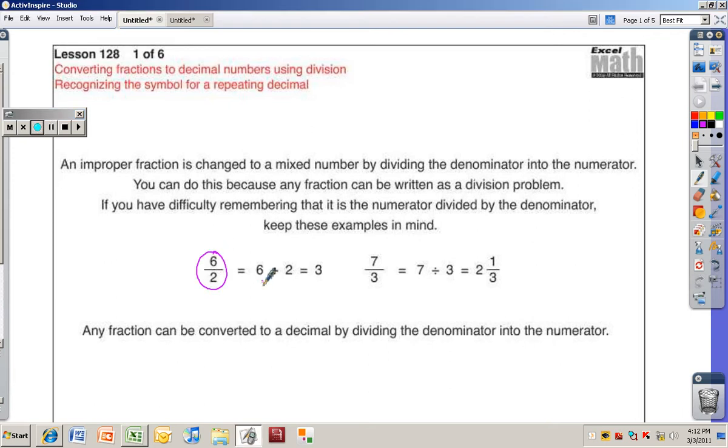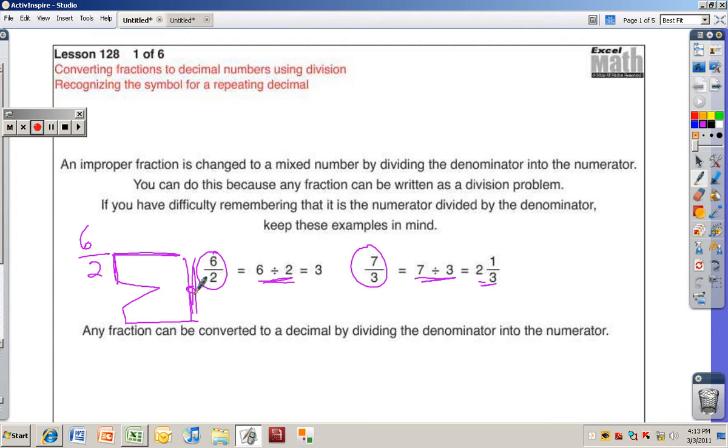6 over 2 is 6 divided by 2. 7 over 3 is 7 divided by 3, which is 2 1/3. And the way that I remember it too, if you forget which number goes on the inside when you're doing a division problem, this kind of looks like a pant leg. There we go, some pants on the side. Here's the belt, okay? Kind of looks like a pant leg, and the pants always go on the bottom.